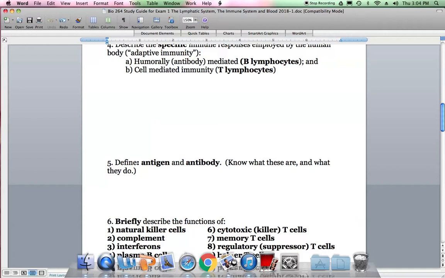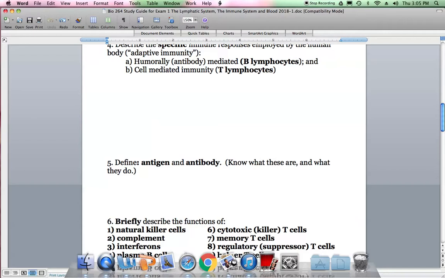Remember, they are roughly Y-shaped. There's a stem and then the 2 arms that stick up that are relatively stable, and it's only the tips or the ends of the arms of the Y-shaped antibody that will be formed specifically to fit an antigen once that antigen is encountered in the body.